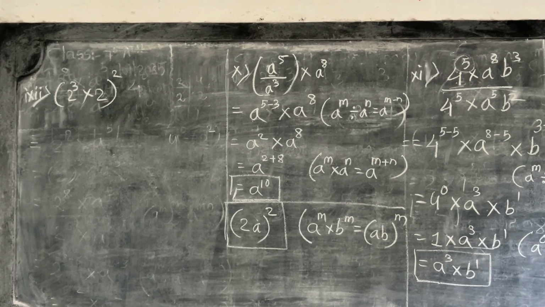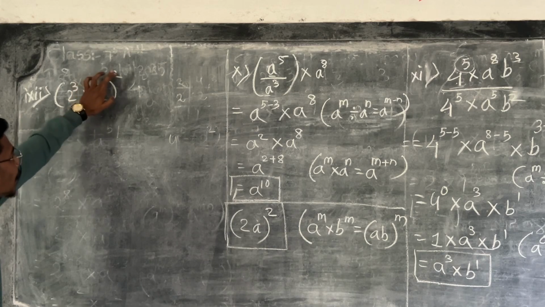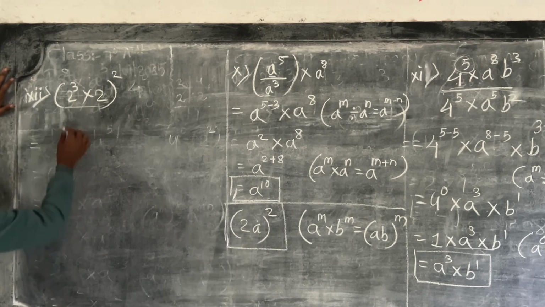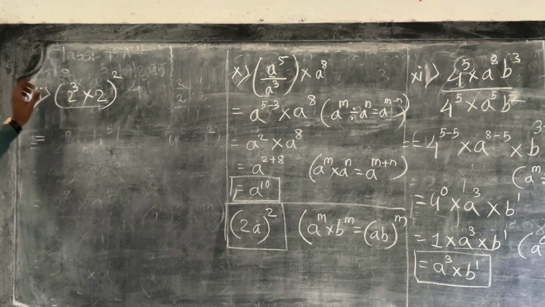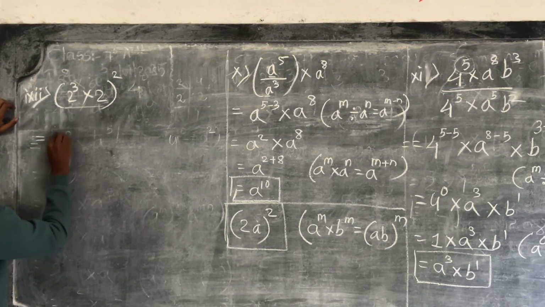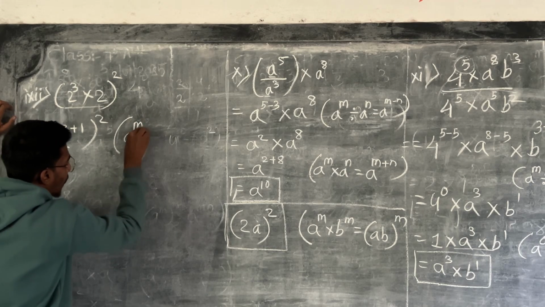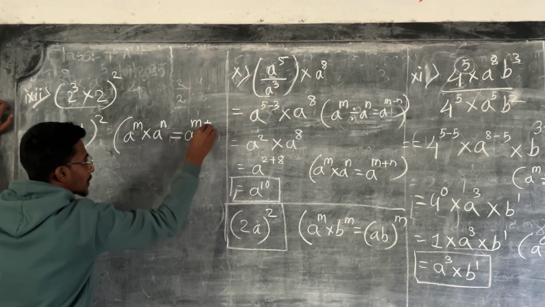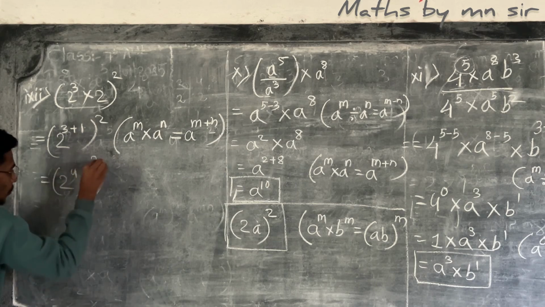So come to the last question. You can see here 2 to the power 3 into 2 to the power 1, whole power 2. First of all, we have to simplify this bracket by using identity. You can see a to the power m into a to the power n. In such a case, we have to add the power by using the first identity, that is 2 to the power m plus n, that is 3 plus 1, whole power 2. Which identity do we apply here? a to the power m into a to the power n is equal to a to the power m plus n. 3 plus 1 is 4, 2 to the power 4 whole power 2.